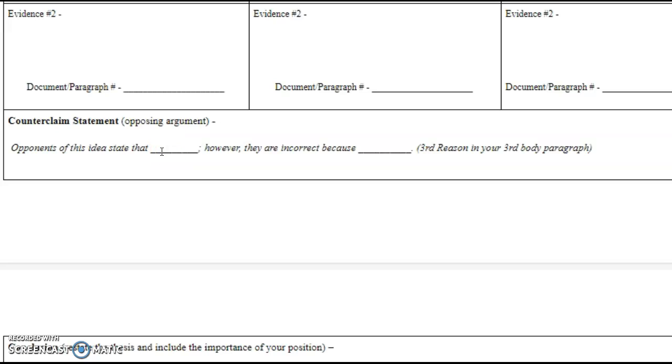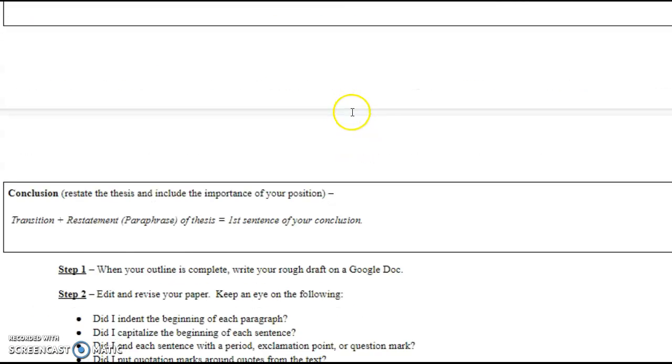Okay, so if we are against animal testing, we might say opponents of this idea state that animal testing is beneficial to humanity. However, they are incorrect because the results are often not valid from animals to human. Bam. Whatever it is, that is where you would say, this is why my argument is correct, okay? I gave you the sentence frame to use, especially for 3, 4. You have other options and other sentence frames, which I've given you, but stick to these. Stick to this one if you're really confused, okay?